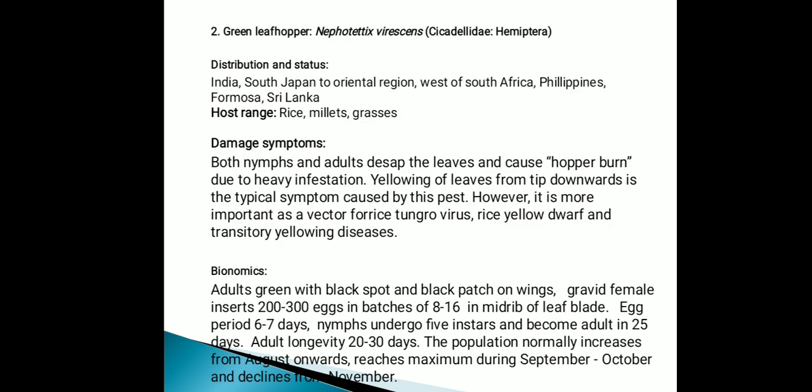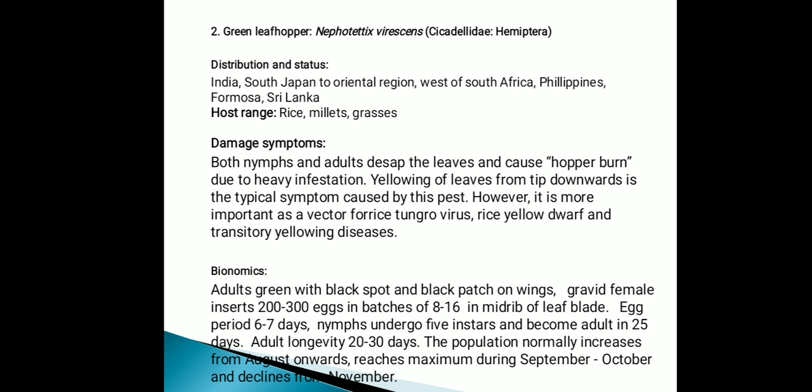So next we are going to learn about the green leafhopper. What are the damage symptoms caused in the plants? Both nymph and adult desap the leaves and cause hopper burn due to heavy infestations.